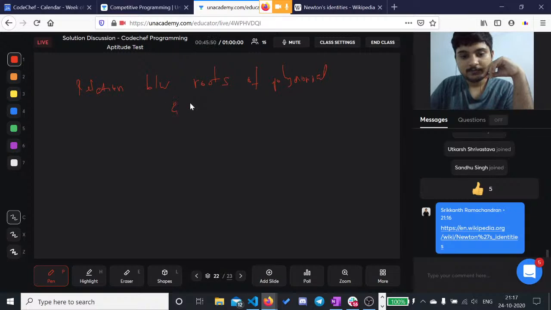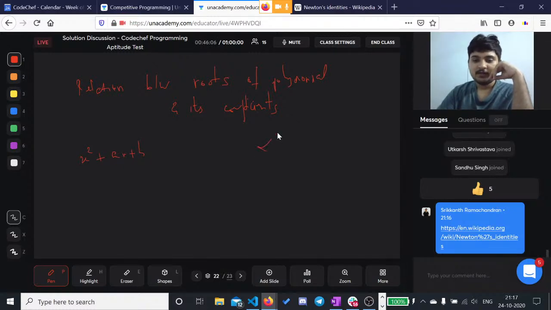Okay, you might have solved questions like: given a quadratic polynomial x square plus ax plus b, and alpha, beta are the roots, find alpha square plus beta square. These are some standard JEE questions that you might have solved, or you might be solving for JEE. But this is kind of a generalization of all that stuff that you've been doing.